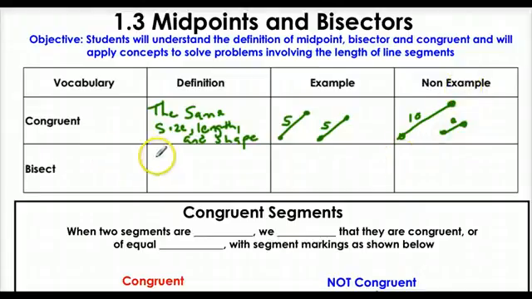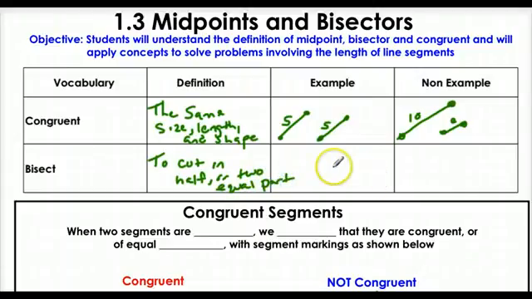Now, to bisect is to cut in half. Okay? When you bisect something, you cut it in half, or into two equal parts. So an example of that, if I had, let's say, a cookie, and I bisected it, that means I just cut it into two equal parts. So this is half, right? I got half over here, and I got half the cookie over here.